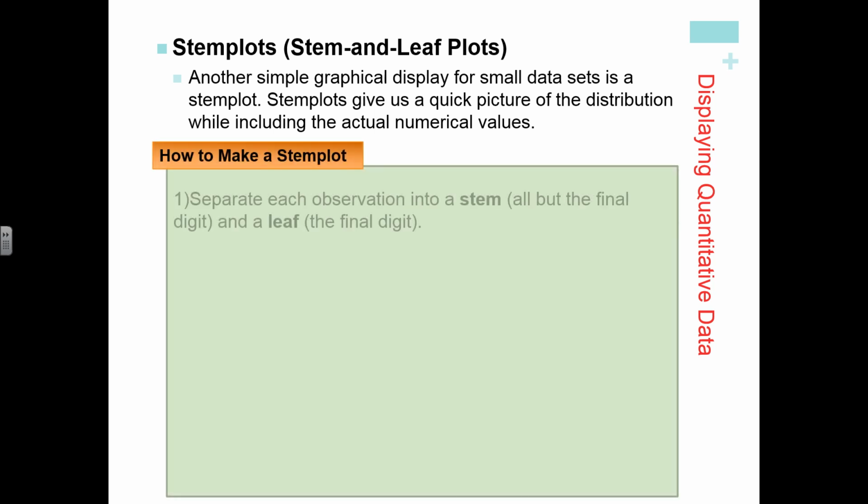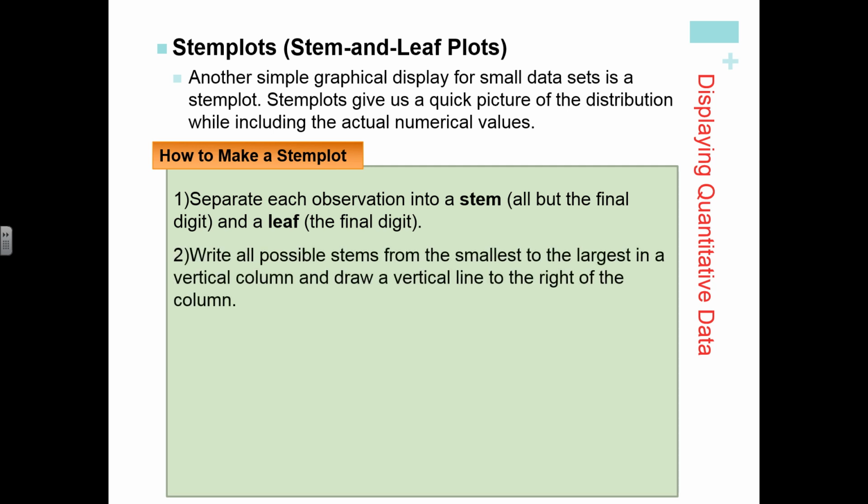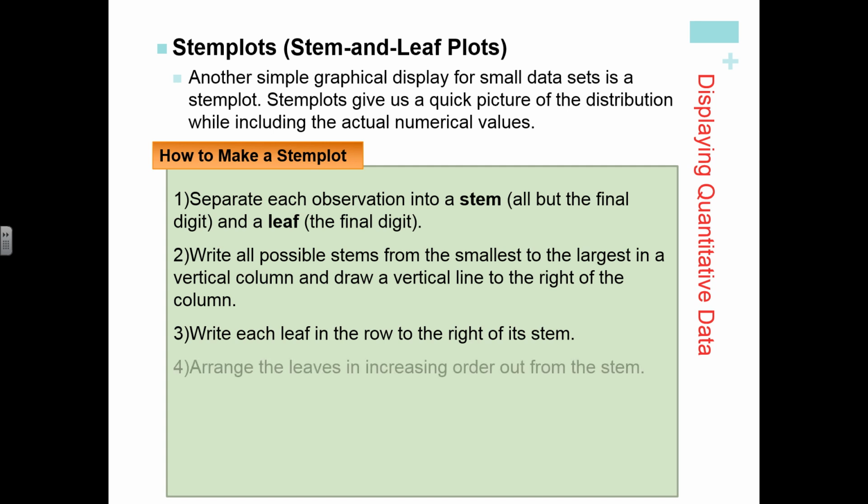So how we make a stem and leaf plot, the first thing we do is we separate each observation into a stem, which is all numbers but the final number, and then your leaf, which is just the final number. We write down all possible stems from smallest to largest in the vertical column, and then we draw a line, and on the right of that we write down all the leaves. So on the left we have our stems, and then on the right we have the leaf.